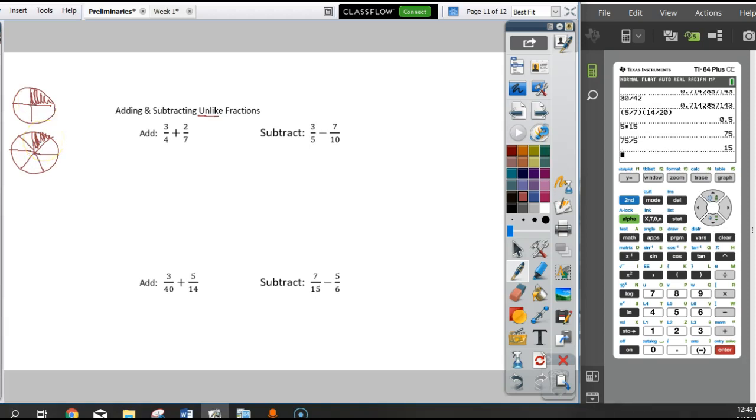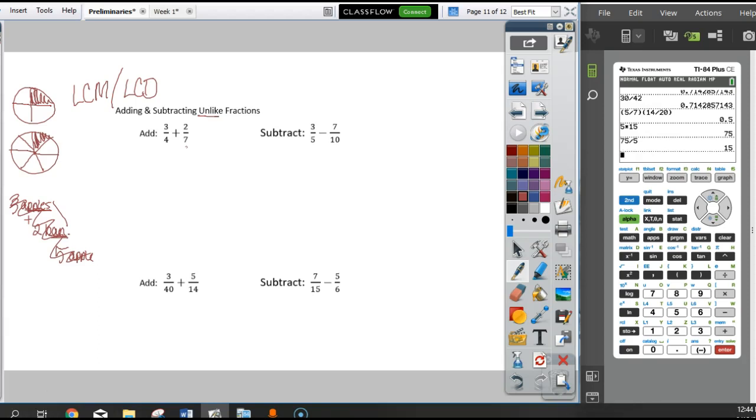They're not the same type of thing. It'd be like trying to take 3 apples plus 2 bananas to get 5 apples. They're unlike things at this point, and so we can't combine them until we are talking about the same thing. So 4ths and 7ths, we need to figure out the smallest thing that they have in common, the least common multiple. And so that's where that was coming from. You may also hear this be called the least common denominator, because those are the numbers that we're looking at.